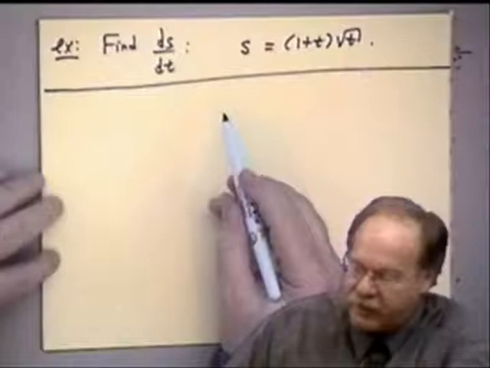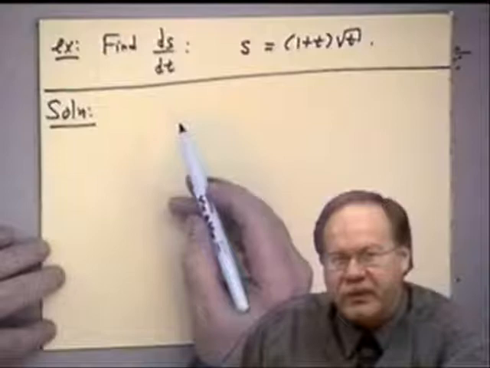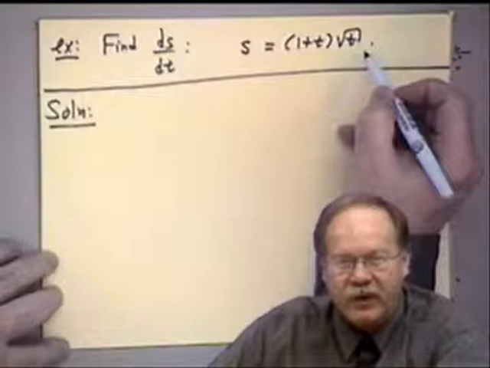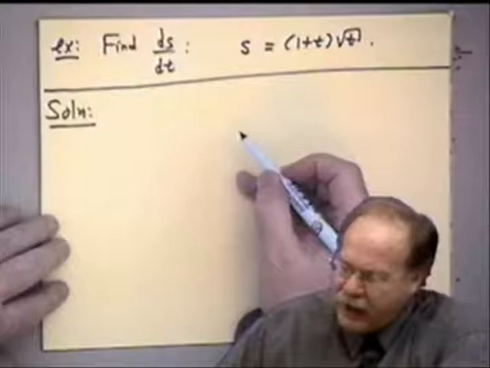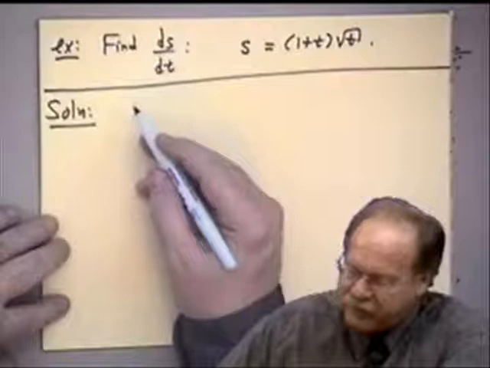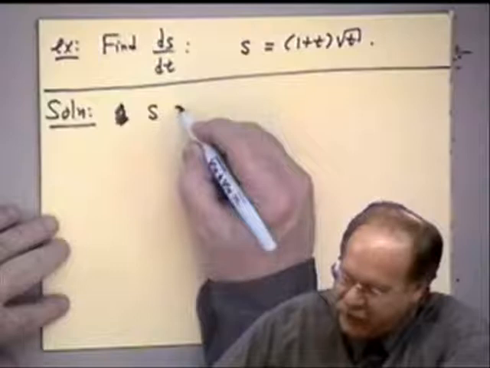Solution. All right, the first thing I'm going to do here is rewrite the function, because I don't like having to deal with square root symbols. I'd rather have to deal with something that is a power that I know how to work with. And in fact, we probably will have to do a little extension here of what we've done before, but let me show you how that might work. So, first of all, let me rewrite this as s equals 1 plus t times t to the 1/2.